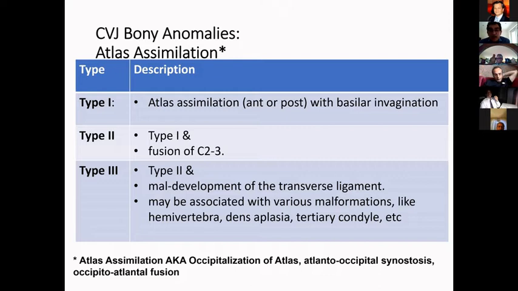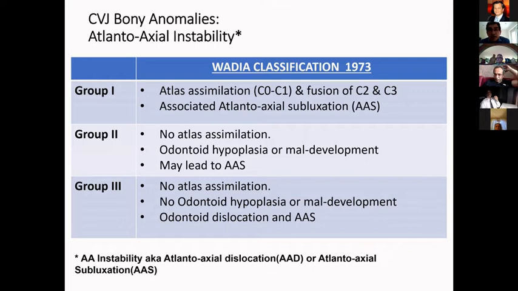Now, if you think about atlanto-axial instability, group 1 is what I just told you, the type 3 atlanto-axial instability, the type 3 assimilation of atlas. Group 2 is where there's no atlas assimilation, but there is odontoid hypoplasia or maldevelopment, which you often see in things like Down syndrome and other cases like mucopolysaccharidosis and so on. And group 3 is when there is neither odontoid hypoplasia or maldevelopment, no atlas assimilation, but there is rotatory subluxation or a degree of central instability, which you cannot very easily identify. So all of these aspects of atlanto-axial instability need to be taken into consideration when you plan treatment for Chiari and syringomyelia.